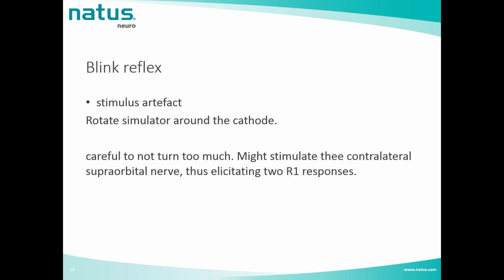Because if we stimulate with a too high angle, we might stimulate the contralateral supraorbital nerve and therefore elicit 2 R1 responses. So R1 responses on both sides of the patient, which makes no clinical sense. So if you have a recording with 2 R1 responses, the position of your stimulator is wrong and you turned it too much.